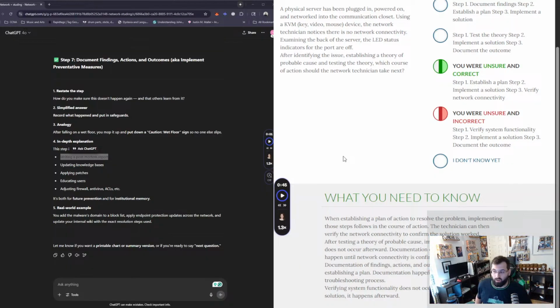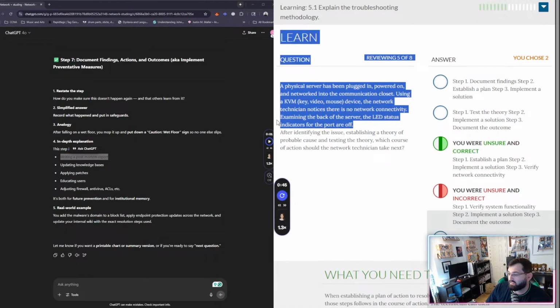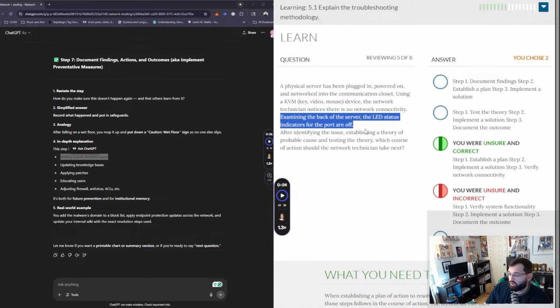Okay, so I'm not gonna lie, this question is kind of crappy. It's kind of underhanded, for a few reasons. One, it's giving a scenario and explaining the back of the server, the LED light indicators are off. So it's already establishing and telling you what the problem is, and that you as the technician already know what this is, but it does a really bad job of explaining what's going on. It's kind of implied.